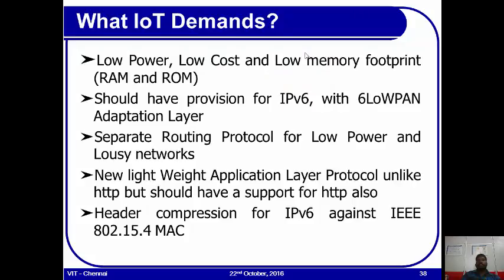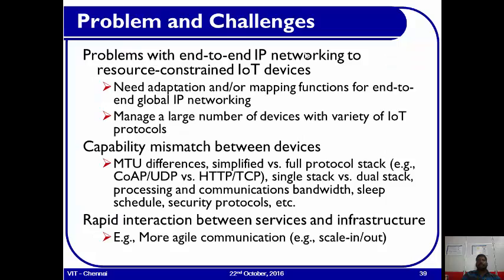What does IoT demand? Low power, low cost, low memory footprint, provision for IPv6 with a 6LoWPAN adaptation, a separate routing protocol for low power and lossy networks, a new lightweight application protocol unlike HTTP, but it should have support for HTTP also. Header compression for IPv6 against 802.15.4 MAC. Problems and challenges.